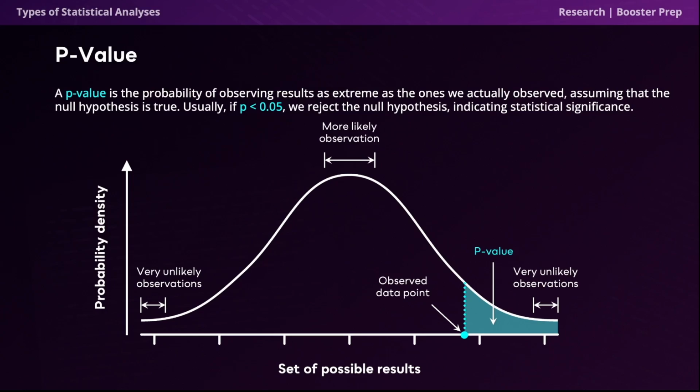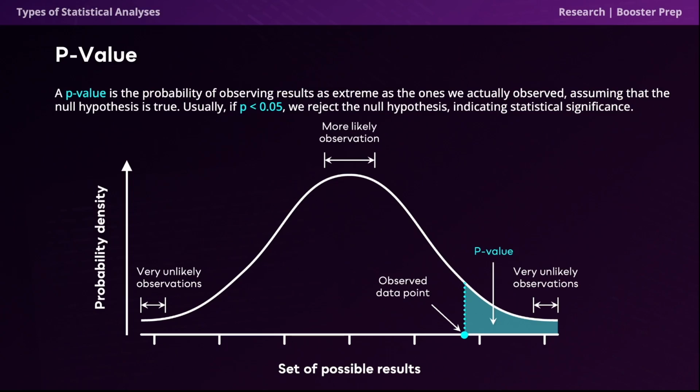But if it's high or above 0.05, you might think the difference could just be random chance. Maybe oral hygiene doesn't really affect happiness. So in summary, a low p-value suggests that your results are meaningful and not just due to luck. In other words, your results are statistically significant.